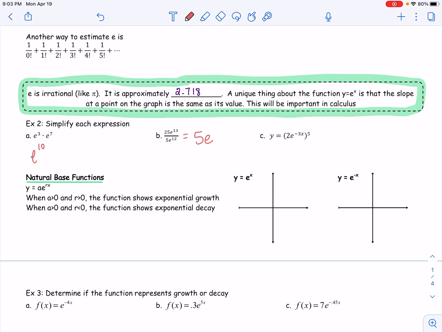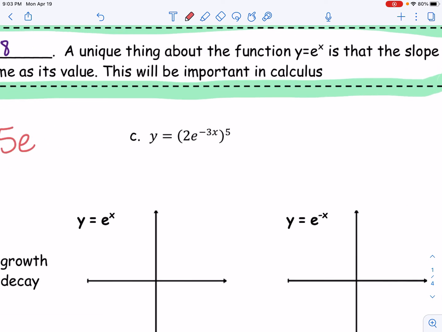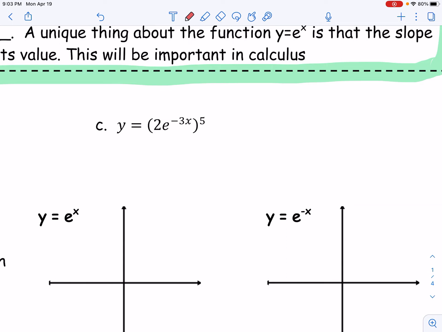And then lastly, we have 2e to the negative 3x, all of that raised to the 5th. So remember what happens when you raise a power to a power. You multiply. The thing to remember here is that the 2 is also being raised to the 5th. So really this is 2 to the 5th times e to the, well, what's negative 3x times 5? Negative 15x.